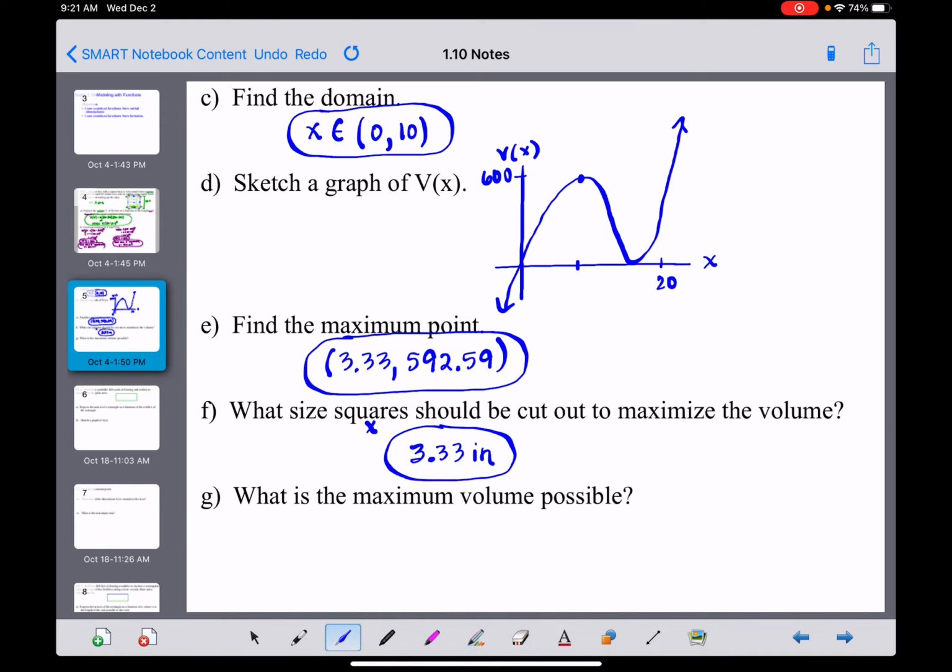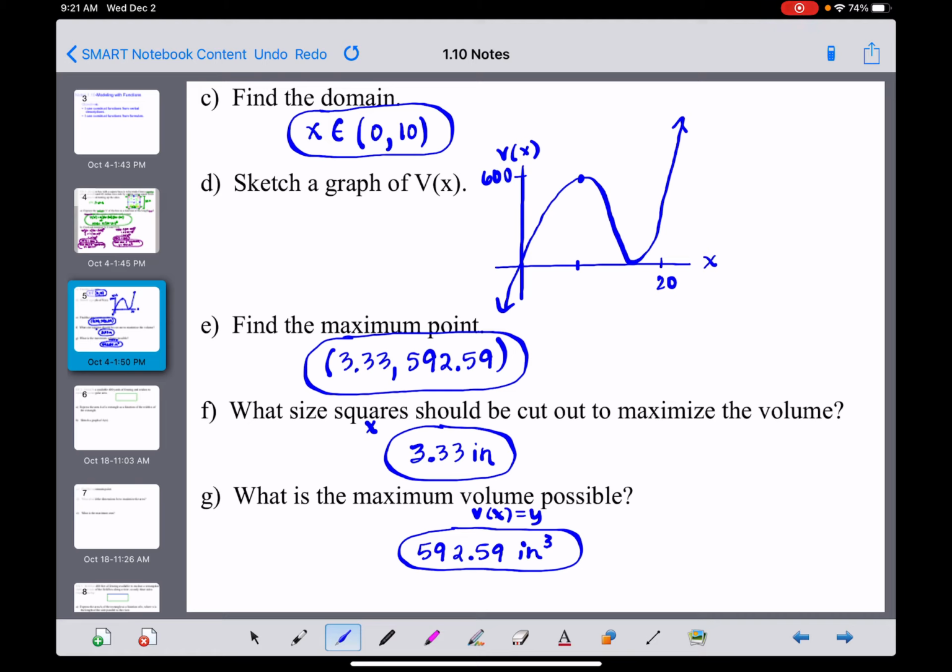Well, remember that x is the size of the square. The volume was the y value. That's V of x. So that's y. So that's up here. That's 592.59. And then remember, it's going to be inches cubed. Length times width times height would be a third dimension, cubic dimension there. Okay, because you're doing 3 dimensions.